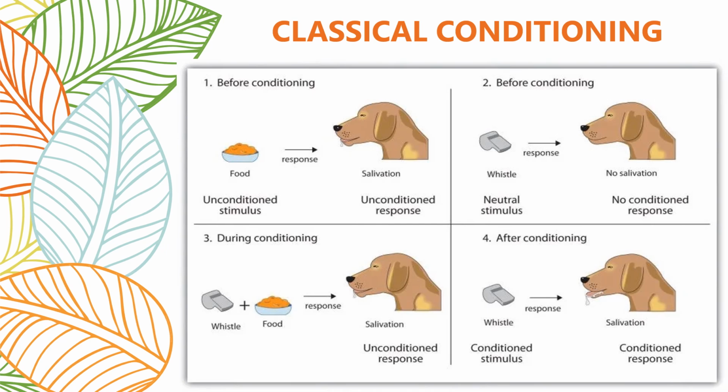So this is the same figure. Now you can see clearly there is food and a response of salivation. There is a whistle and there is no salivation. The whistle is paired with food. The response is salivation, and after repeated experiments, only the whistle was blown, and one can see salivation as the response.